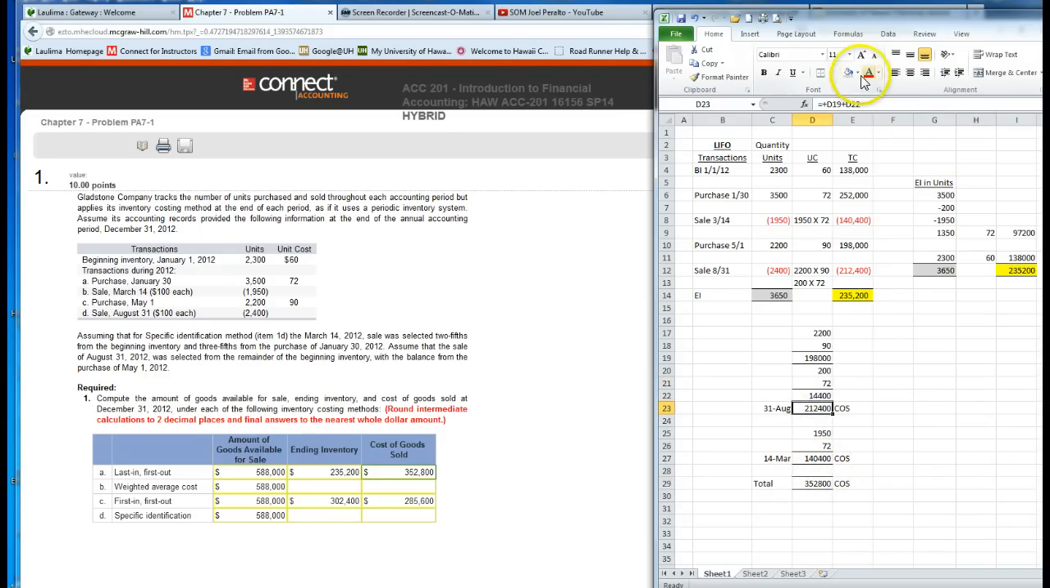As far as cost of goods sold, I think hopefully that's a little bit easier to see there. And that's it for the LIFO calculations.